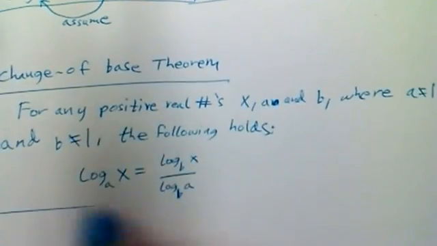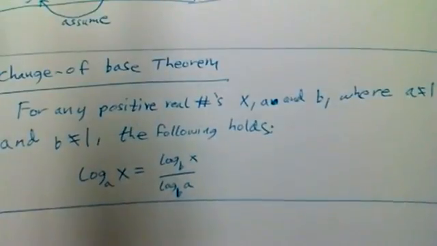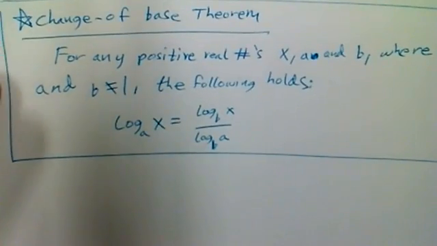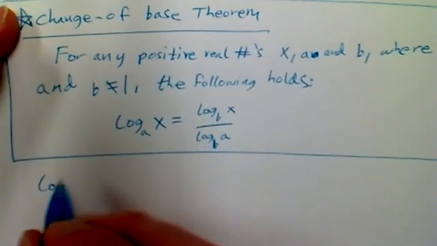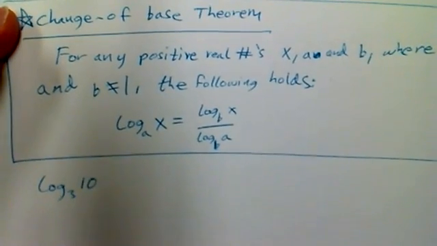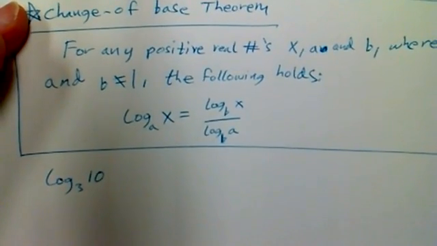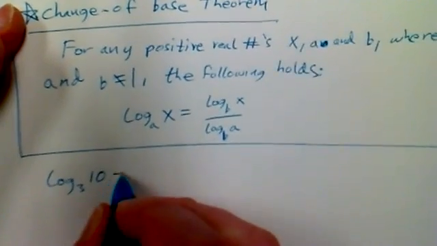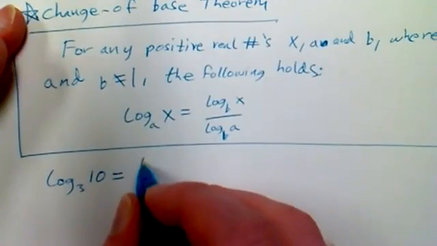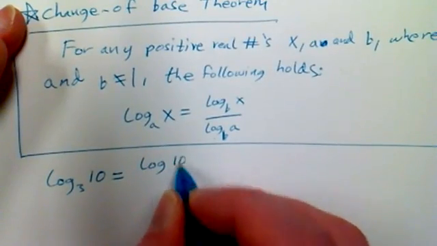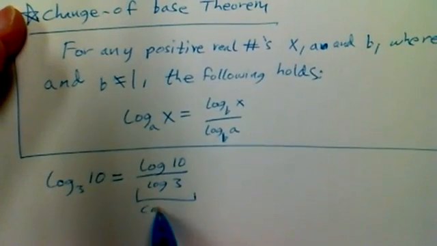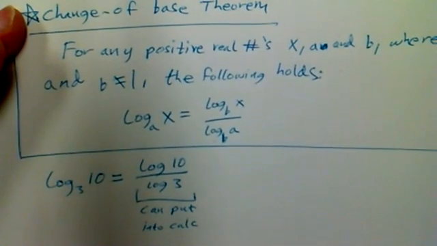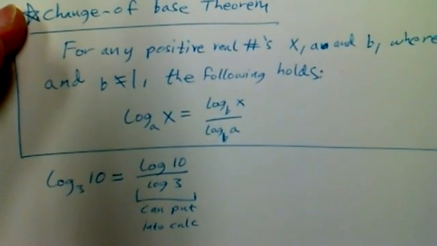Okay, so we're assuming base b is a base that we want to go to. Usually we want to go to either the common or the natural logarithm. So for example, if I have log base 3 of 10, okay, and my calculator doesn't do base 3s, well, I know that that is the same as the log of 10 over the log of 3. And this is something that I can put into my calculator. So that's where this becomes useful.